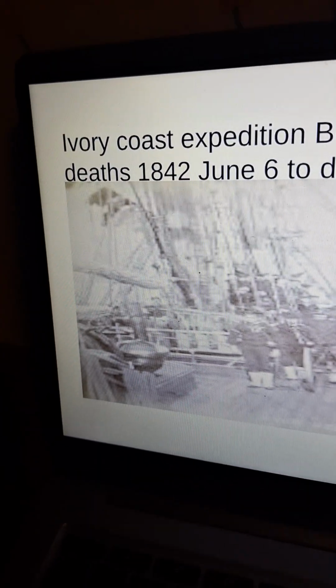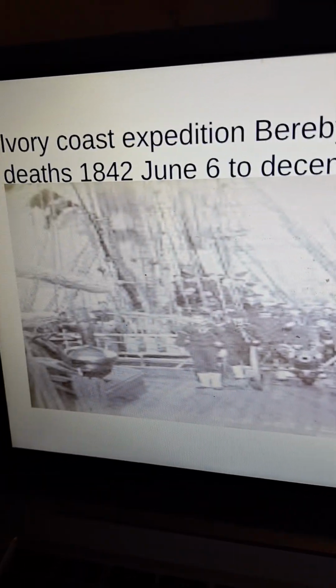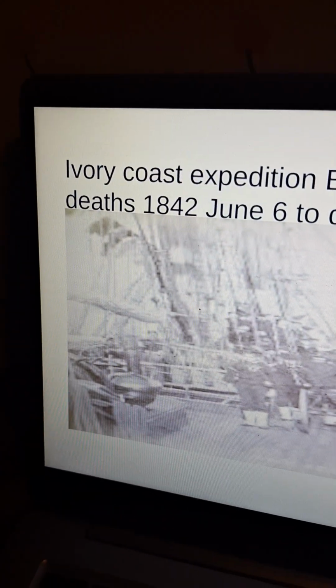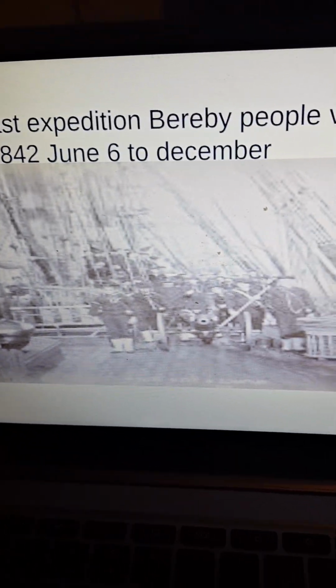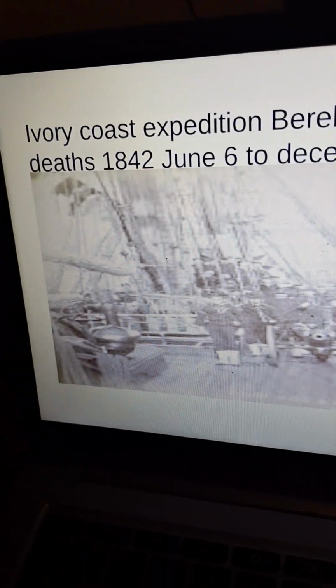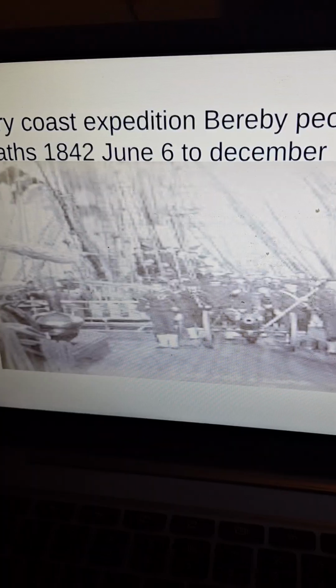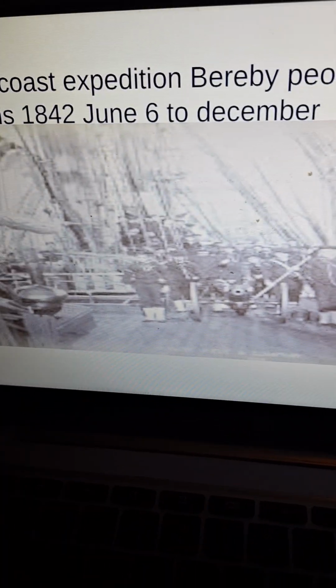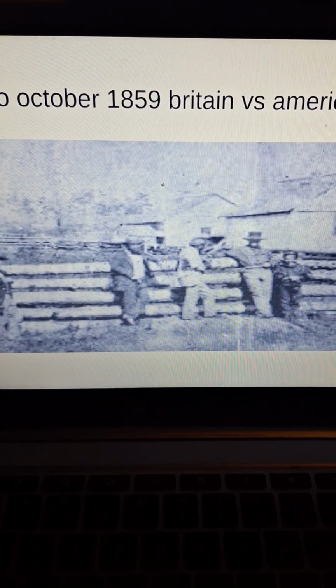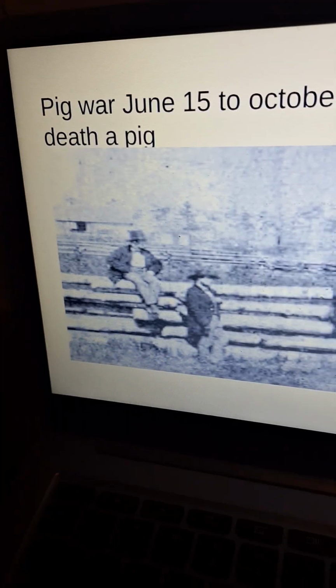The Ivory Coast expedition. Yep, it was from, where was it? Well, there's no deaths. No deaths. It was from June 6th, 1842 to December. And yep, that's a picture. Then the Pig War, June 15th to October 1859. And yep, a pig died.